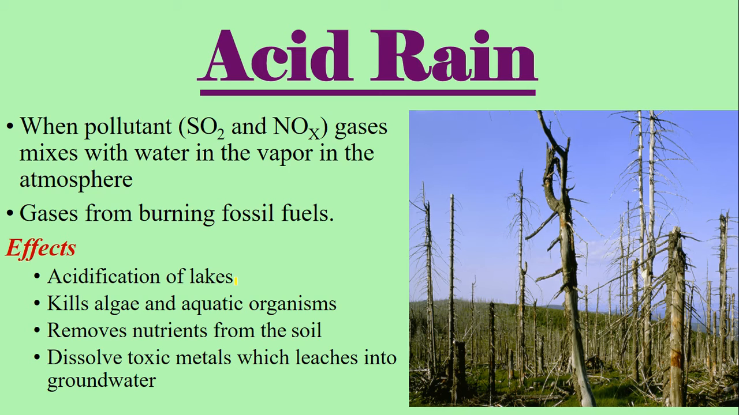You can remove nutrients from the soil. Nutrients removed from the soil means plants can't grow, and if plants can't grow, the herbivores don't have something to eat. Then the omnivores and the carnivores don't have something to eat, and at some point even the decomposers and the scavengers won't have stuff to eat. Acid rain can dissolve toxic metals inside the soil, and that stuff leaches down to the groundwater. Groundwater is one of our major sources of fresh water, so we wouldn't have fresh water to irrigate crops, drink, or use in our daily lives. So acid rain can be a really big problem.